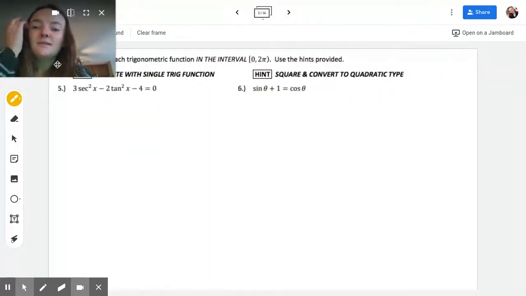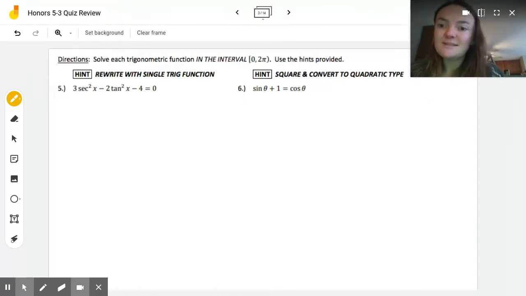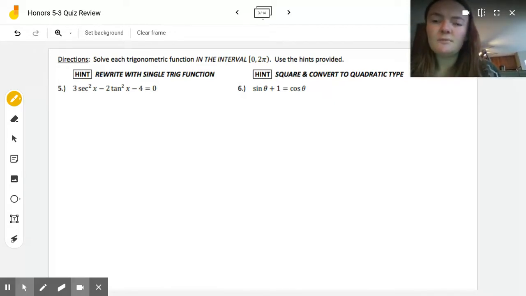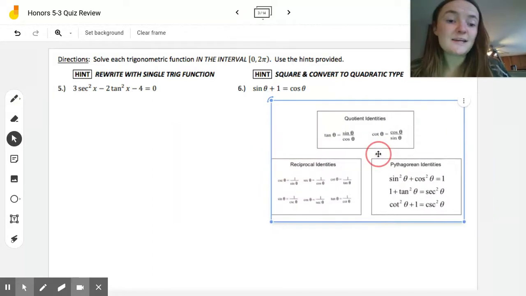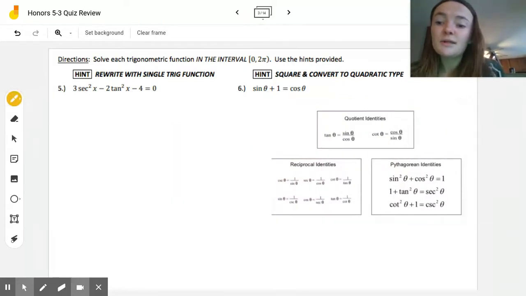All right, it says, and thankfully for us, it's giving me a hint. It says 3 secant squared x minus 2 tangent squared x minus 4 equals 0. Rewrite with a single trig function. All right, well, what might be helpful is to have my identities next to me. The most important identity here that I think I'm going to use is going to be the Pythagorean identity. I want to get everything in terms of one trig function.